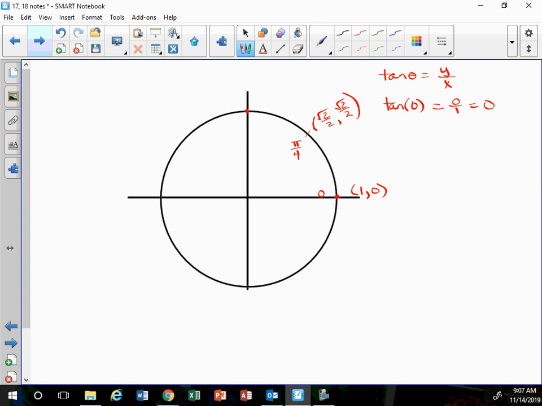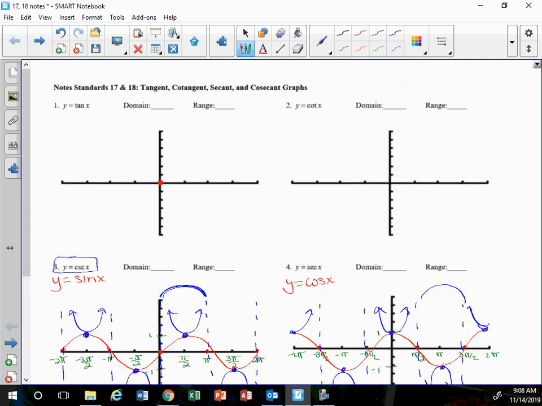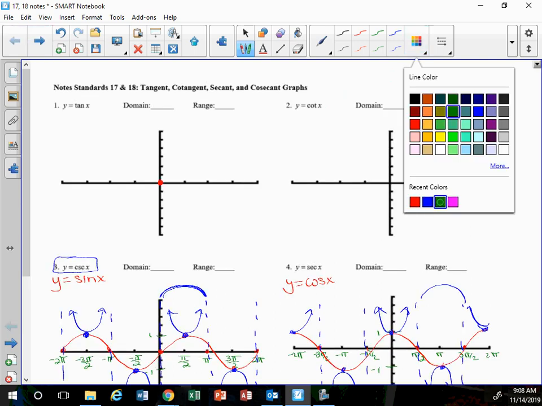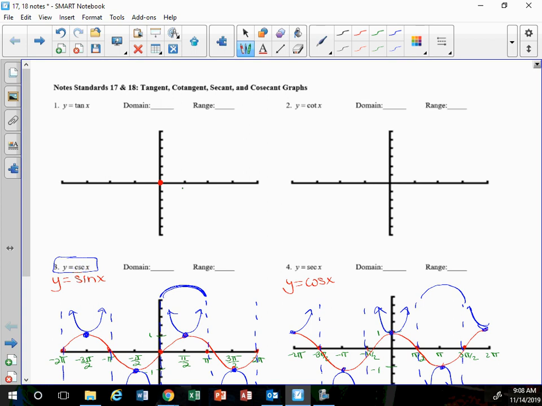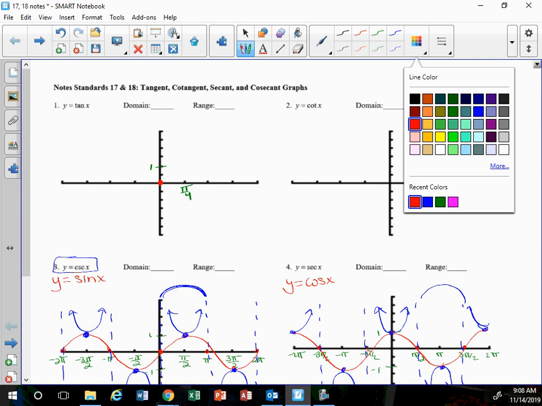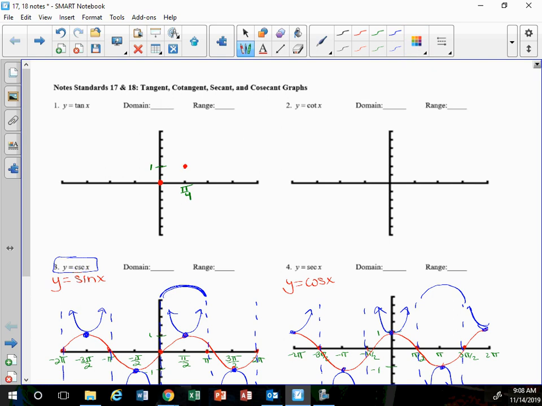What's the tangent there? 1. Is that pretty easy to graph? Okay, good. So when I'm looking at pi over 4, I get 1. So that means on my graph, my next tick mark is going to be pi over 4. And yes, I'm labeling my y-axis. See, every 2 tick marks is 1. All right, so pi over 4 gives me 1.